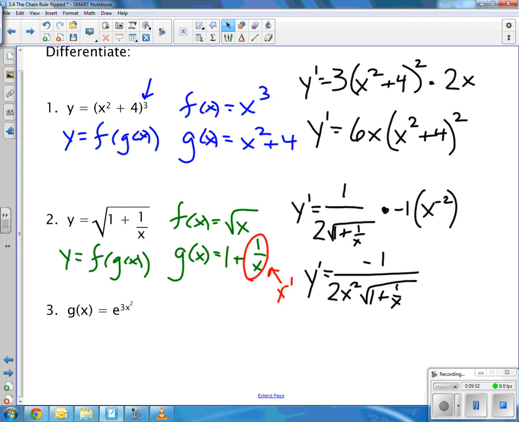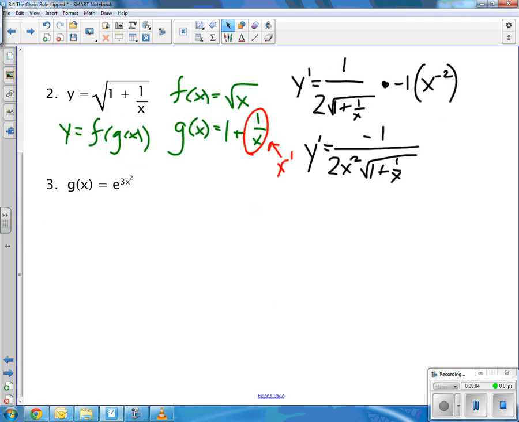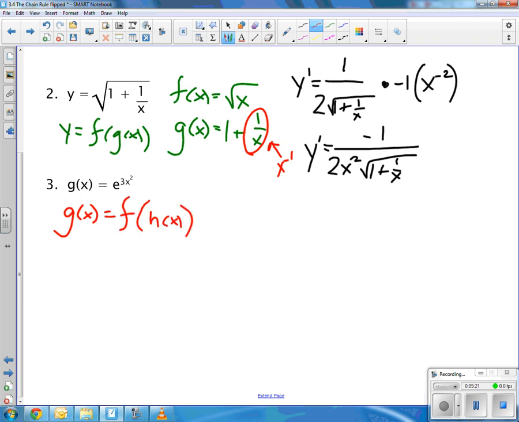All right, last example here, number 3. Let's get a little bit more room. So we have g of x equals e to the 3x squared power. We already have g of x here, so I can use h of x and f of x as I talk about my compositions. So let's say g of x is f of h of x this time.